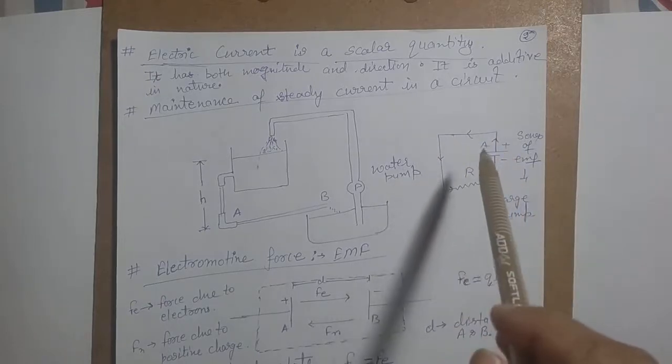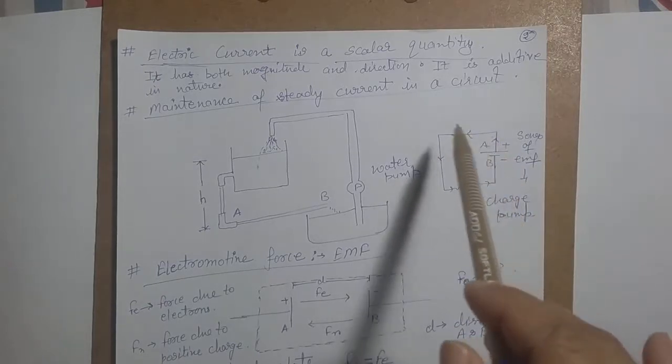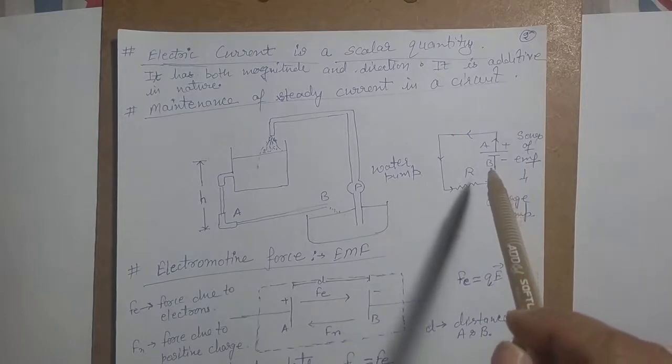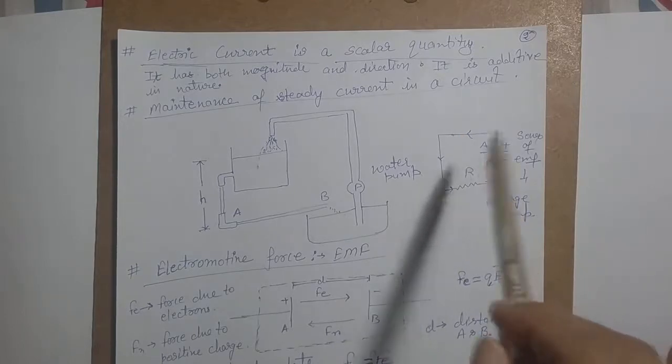That is because of the movement of charge carriers. And this outer path shows that the charge carriers are moving from positive to negative, but actually they are moving from negative to positive inside the cell.